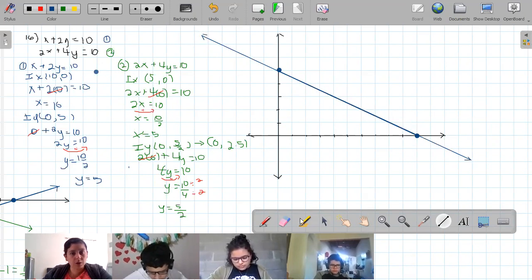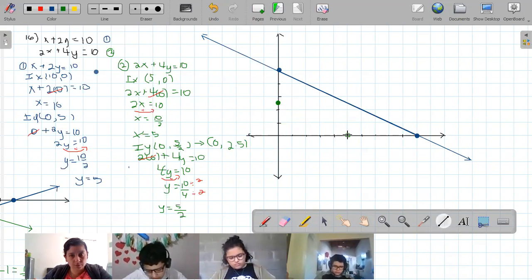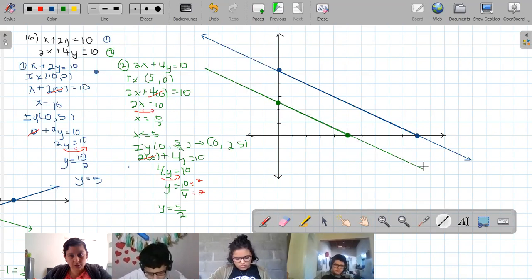Now I go with the green one. 5, 0: 1, 2, 3, 4, 5. And 0, 2.5: 1, 2. 2.5 is right in the middle in there, between 2 and 3. I connected with a straight line passing through the center of both points. You use a ruler. I extended a little bit to both sides.